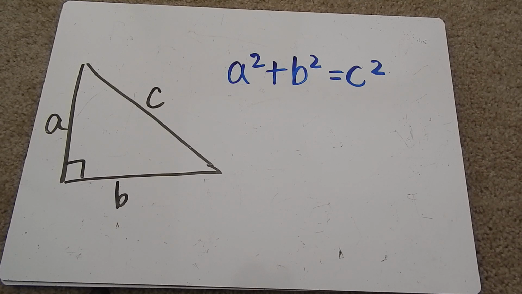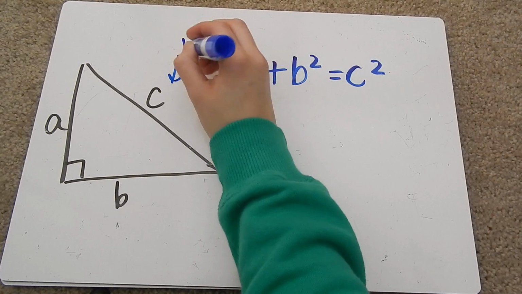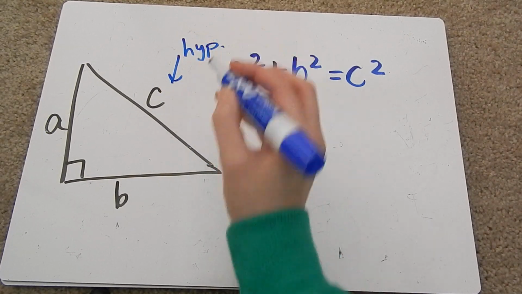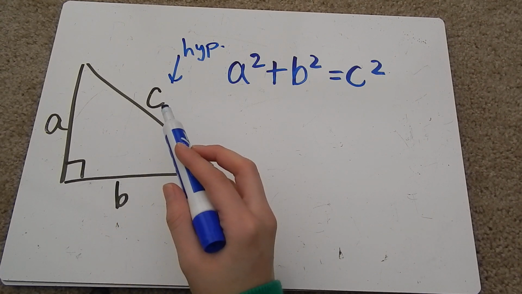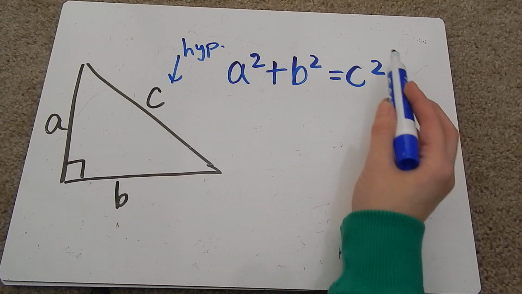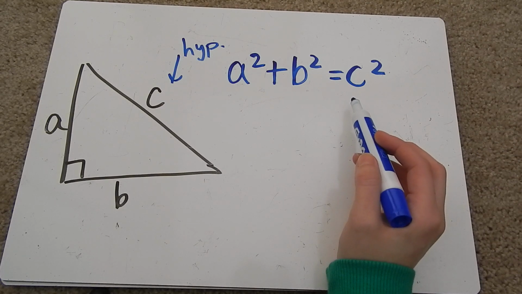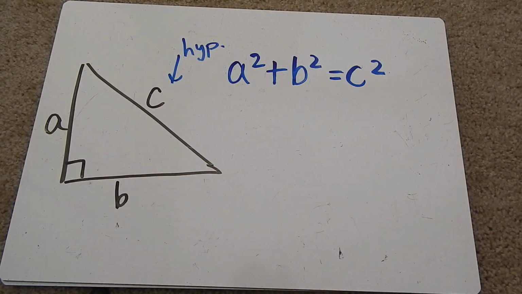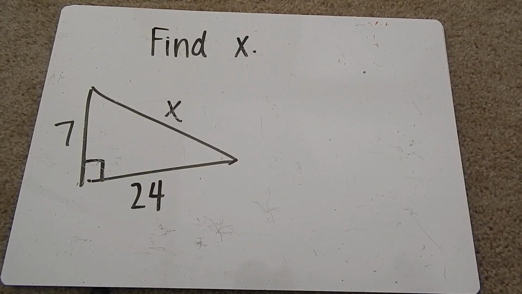The one thing to notice here is that the c is always going to be the hypotenuse. It's always going to be the side across from the right angle. So c, or whatever you're equal to, always has to be the hypotenuse. The a and b don't matter. They can be either side. So let's move on to an example.